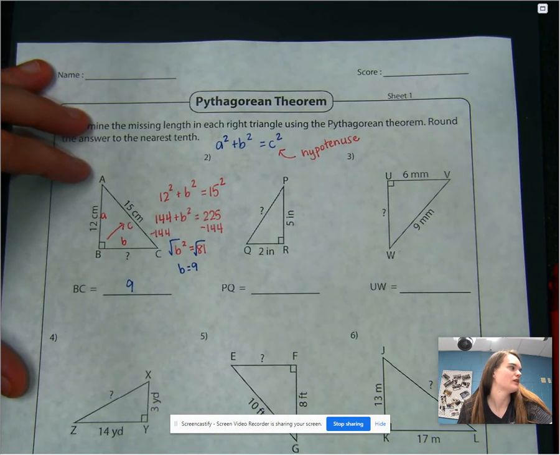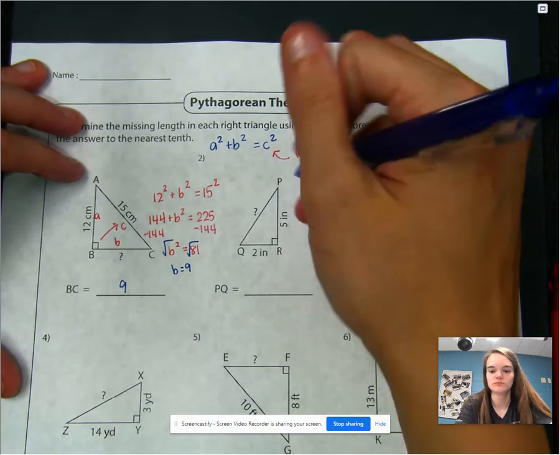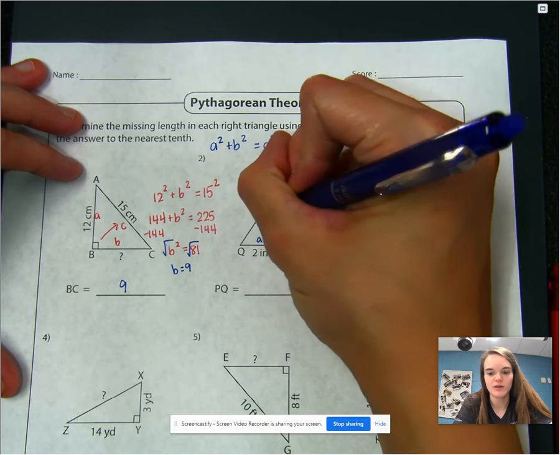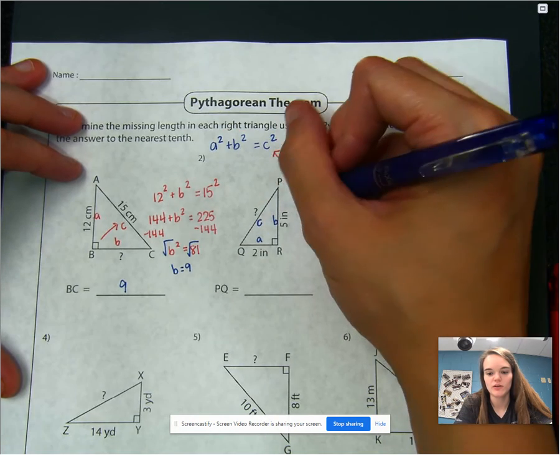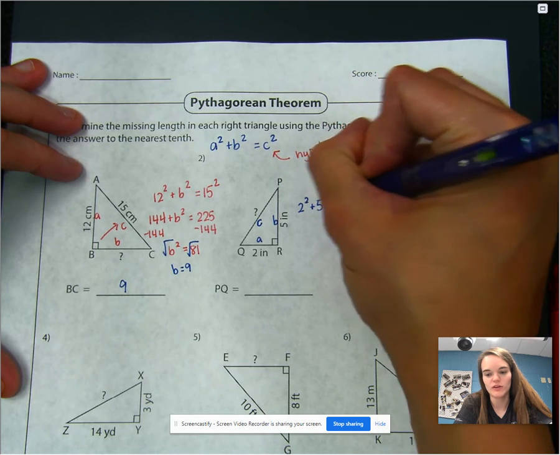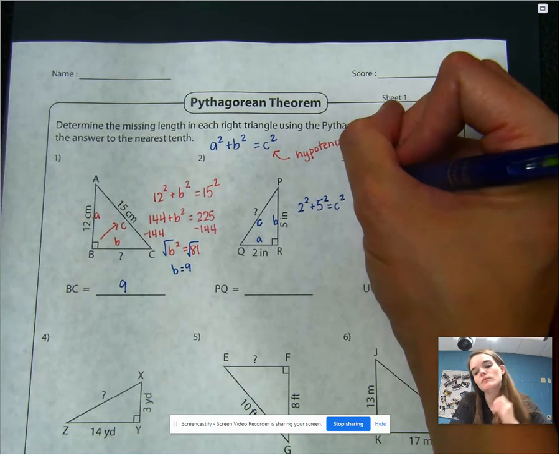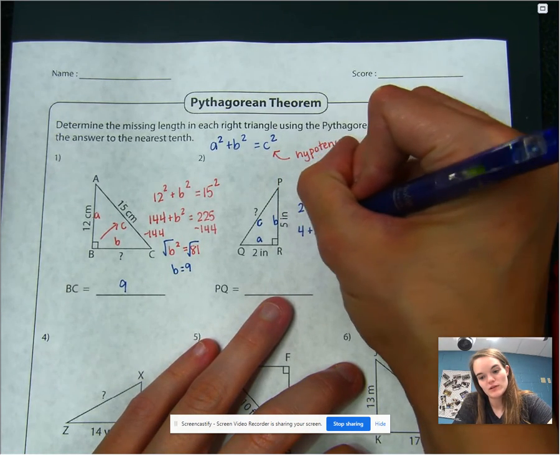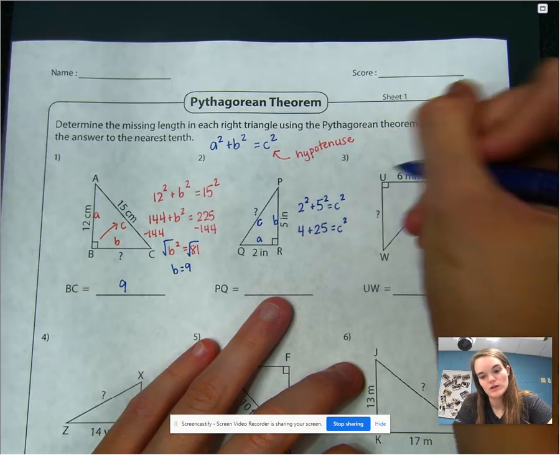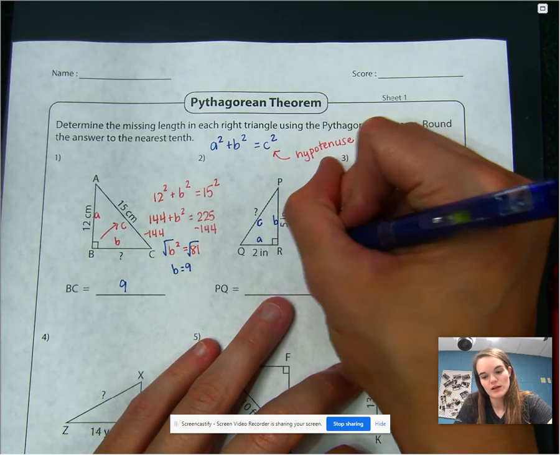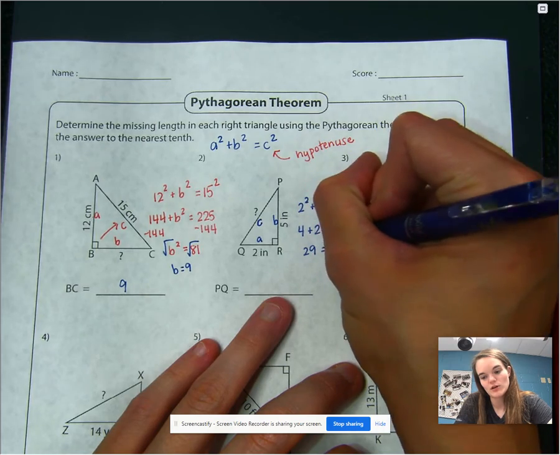Okay, we're going to try number 2. Here is C. A and B don't matter as much, C does. So 2 squared plus 5 squared equals C squared. 2 squared is 4. 5 squared is 25 equals C squared. 4 plus 25 is 29. And we're going to take the square root.